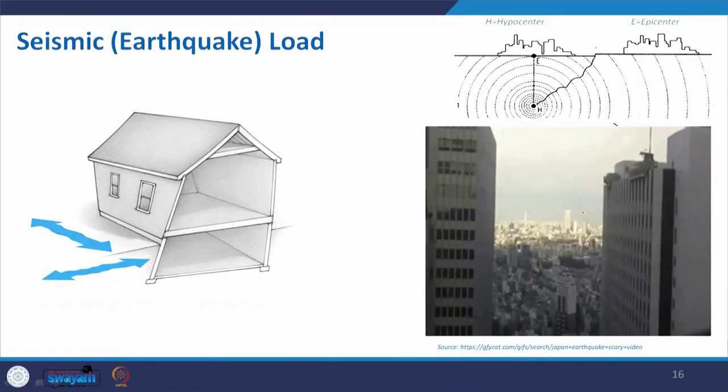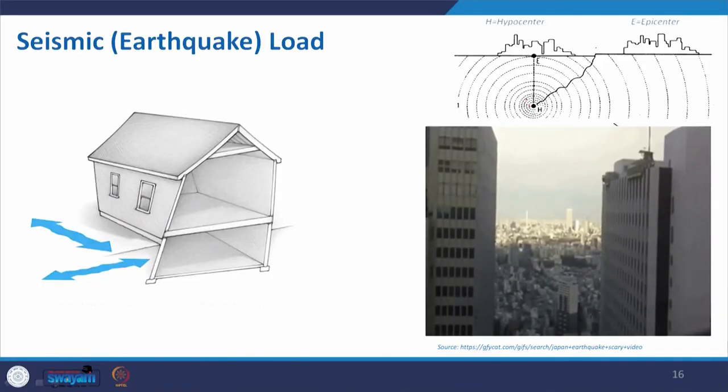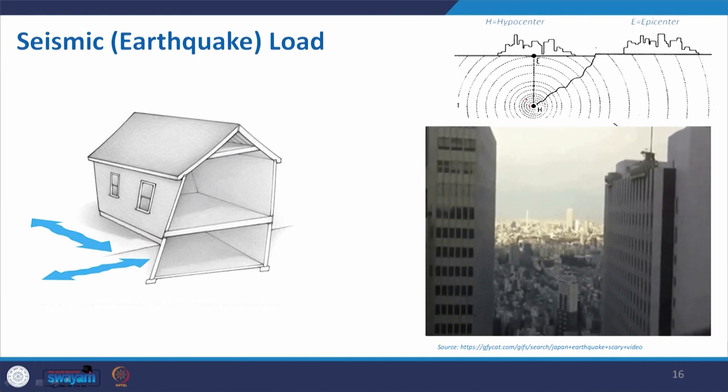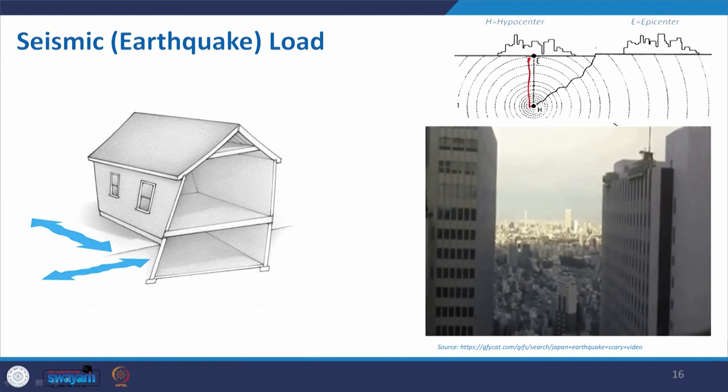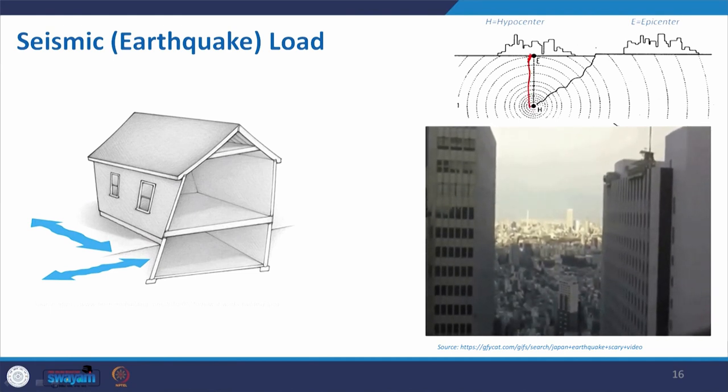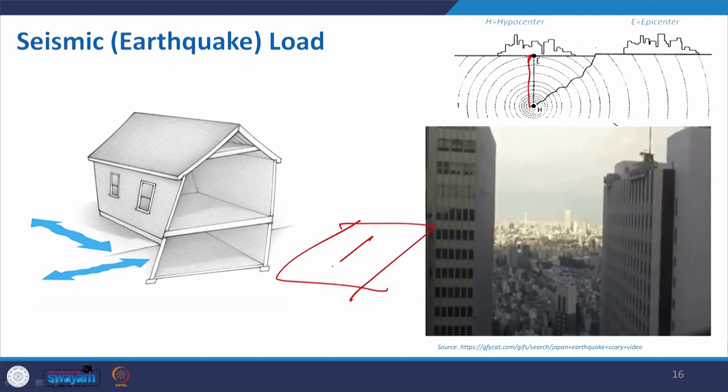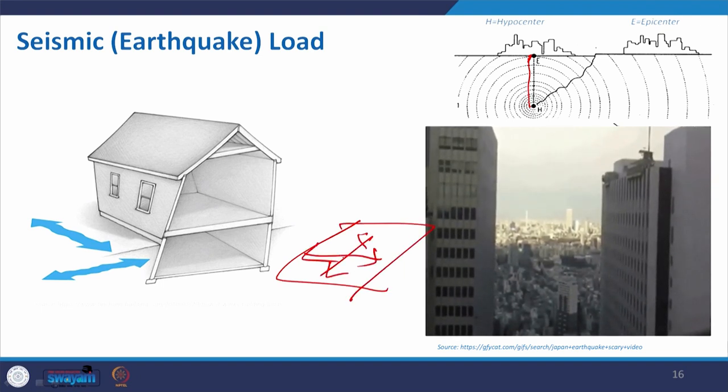Come to seismic load or earthquake load. In an earthquake, it is generated below the earth. That point is called the hypocenter, and the point above it is called the epicenter. It is a movement of land in both directions.